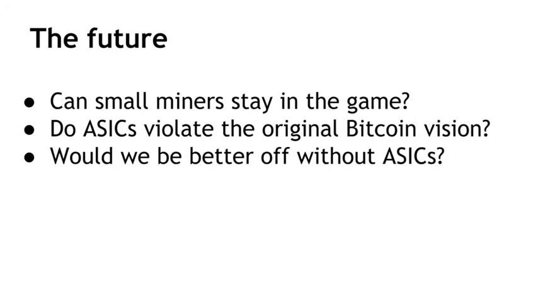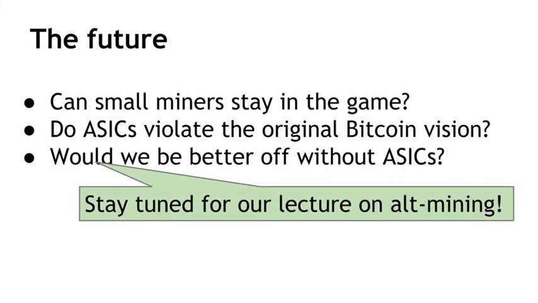So some people who think that this has been a violation of the original vision wonder, would we be better off if there were no mining ASICs? If the only way to mine Bitcoin was using your CPU like in the good old days? Well, we're going to have a lecture later on in this series, which I'll point forward to a number of times in this lecture, where we look at alternative formulations of mining that might be possible. So I won't say anything more about how we could design mining to be less friendly for ASICs here, but that will be a topic that will come up in the future that will be quite interesting.